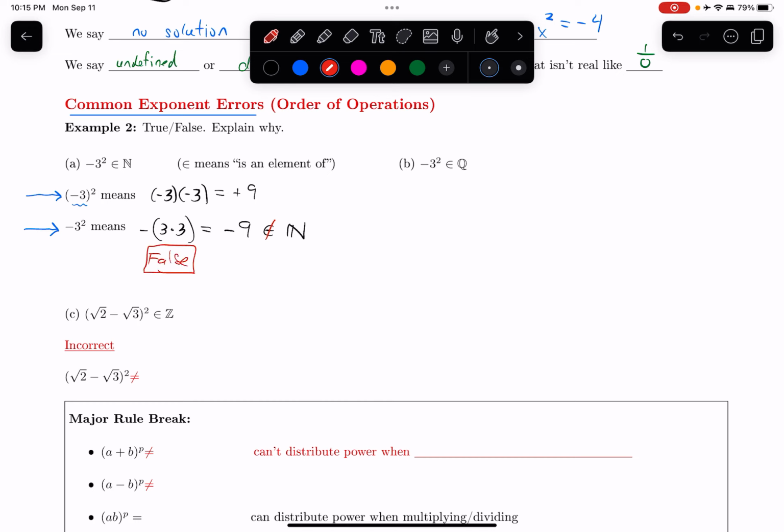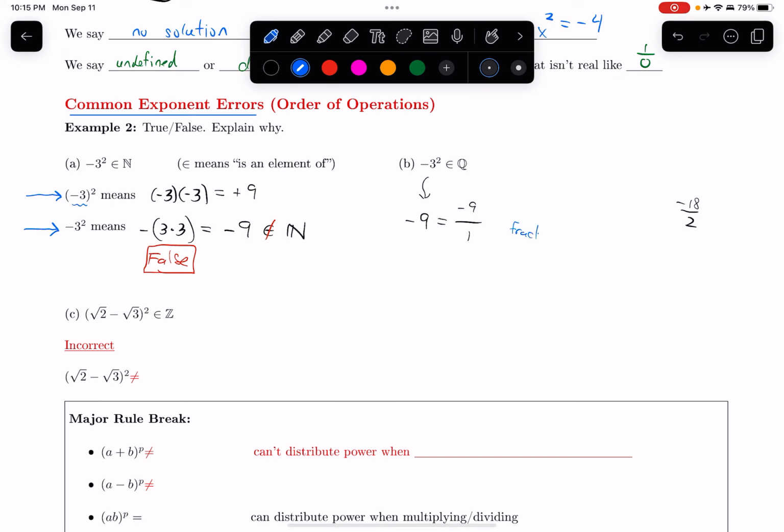Okay, what about B? In B, it's the same quantity, but now it's saying is it an element of Q? And that's the symbol for rationals. Well, we just saw that negative 3 squared like this is negative 9. So can I write that as a fraction of integers? And yeah, I can do it in many ways. Like I can do negative 9 over 1. I could also do negative 18 over 2. There's many ways I could write it as a fraction of integers.